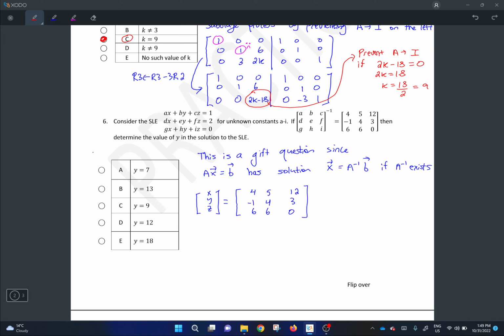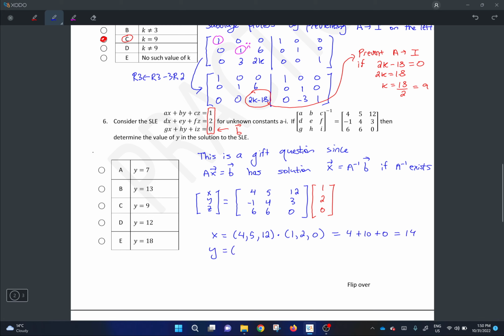So I'll highlight what's B. B is this over here. That's B. So times 1, 2, 0. So this says x is equal to 4, 5, 12 dot 1, 2, 0. First row with the column. So we get 4 plus 10 plus 0, 14.